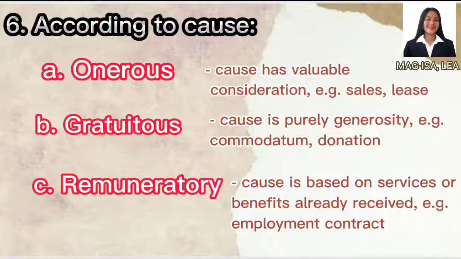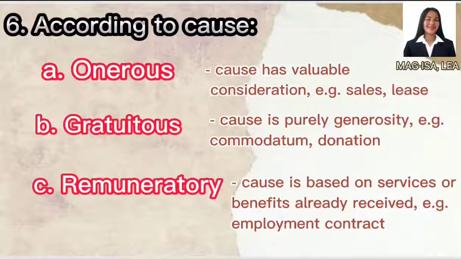For example, ganito, in a contract of sales, the object is kung ano yung binebenta at yung cost ay yung price nung binebenta. So, yung price nung binebenta has a valuable consideration. Kasi, usually, it will be paid in money. So, next is gratuitous contract. Ito naman, the cost is purely generosity. Walang valuable consideration masyado. Okay, so, yung comodatum is gratuitous contract.